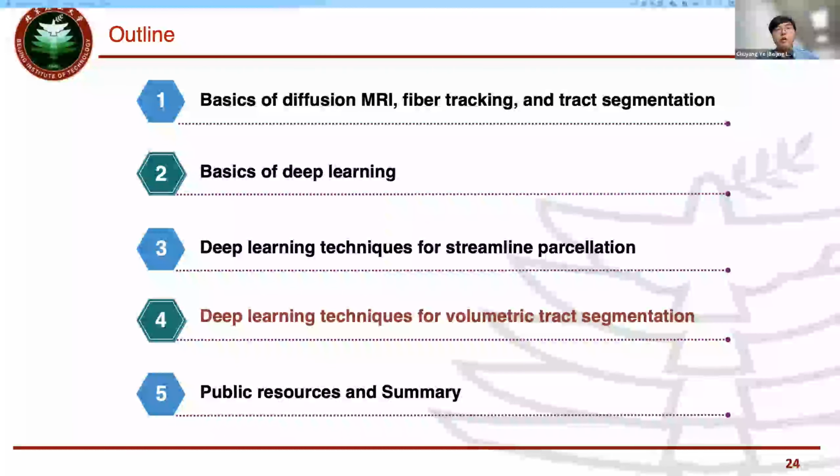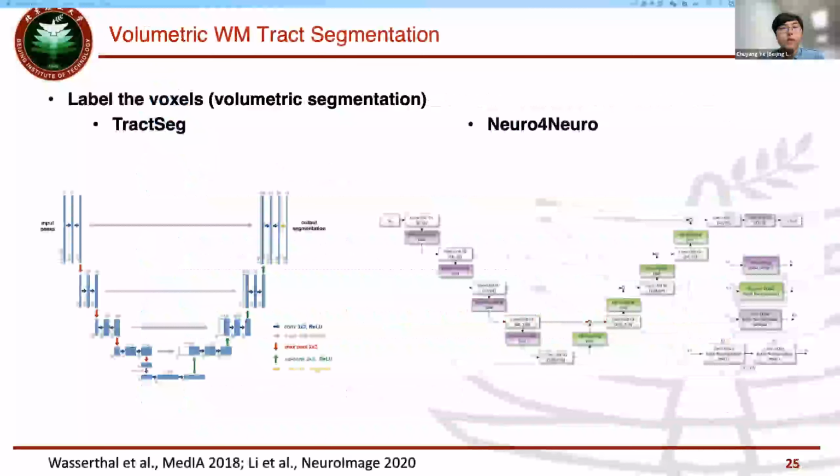Another example is how to use deep learning to do the volumetric segmentation. As we have mentioned, we can use a UNet structure for the segmentation. Here are two similar works for the same task with slight differences. Since TractSeg is more widely used in scientific studies, I'll use TractSeg as an example here.